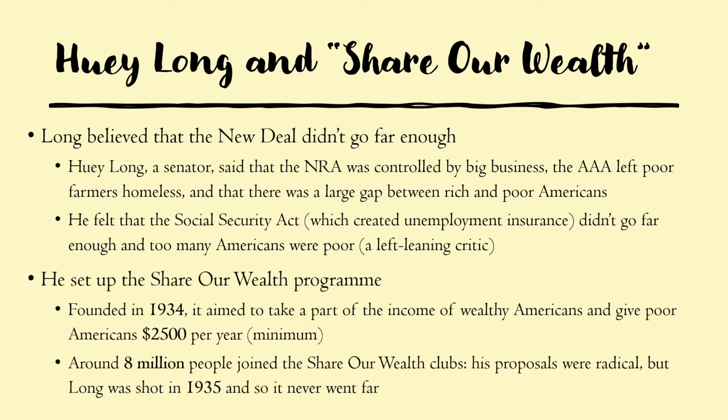A second key feature is that Long set up the Share Our Wealth programme. So he founded this in 1934, and it aimed to take part of the income of wealthy Americans and give that money to poor Americans, so like a Robin Hood scheme. So it aimed to give poor Americans $2,500 per year at a minimum in order to help them. And around 8 million people joined the Share Our Wealth clubs across America. So his proposals were radical, and to some extent they've been quite popular. However, Long was shot in 1935, and so the clubs closed down shortly after that. The programme never went far, and it wasn't a success.